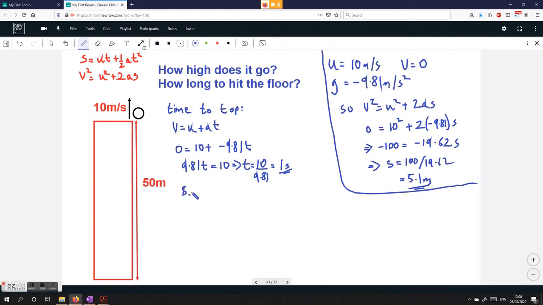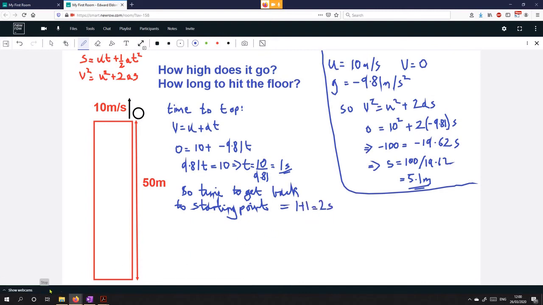So the next part then is to consider how long the ball takes to get back to where it started. Well, to get back to where it started is going to be simply up to the top, which is 1 second, and back down to where it started off, which is another 1 second, because it's symmetrical. Therefore 2 seconds. Right, so we now have the ball back where it started.